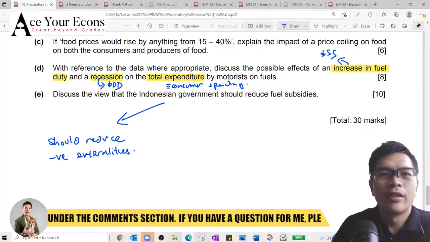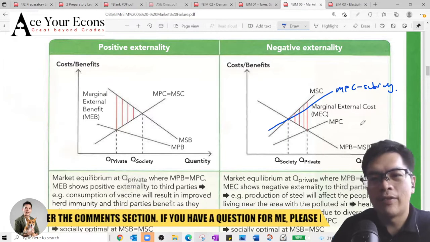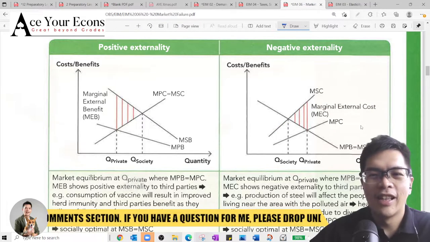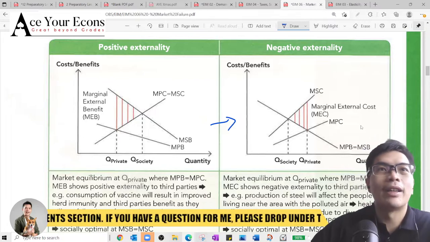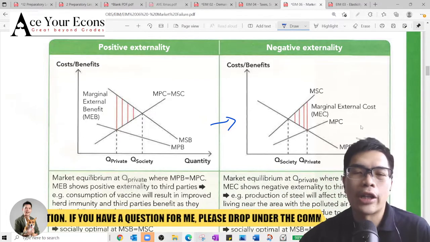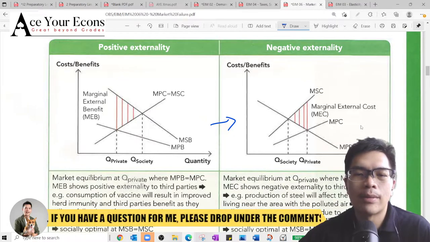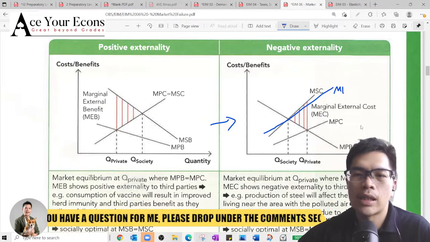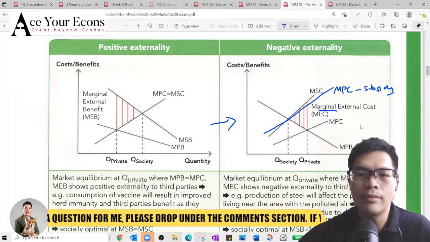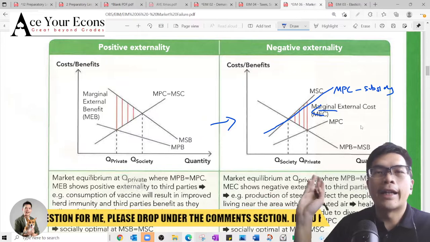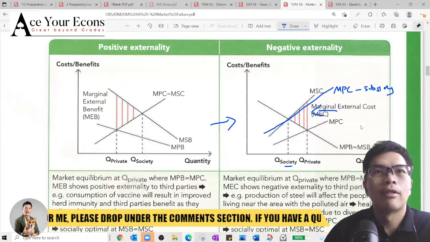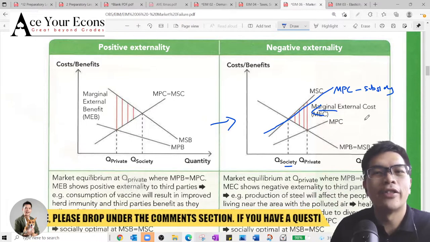Make sense? So from a diagram perspective, this is how it looks. I'm so sorry, I already drew this, I forgot to erase it. You probably need this diagram later. You want to illustrate how a reduction of your fuel subsidy will act like a tax. You call this minor subsidy, and it can curb your consumption to your socially optimal level. For those who are familiar with this, you can use this.